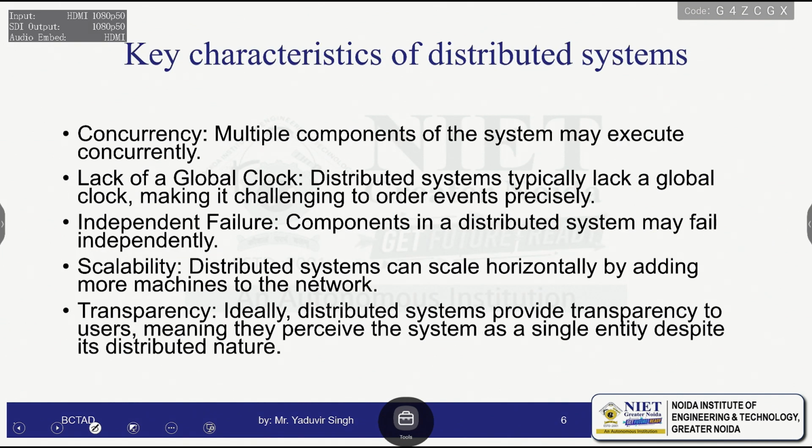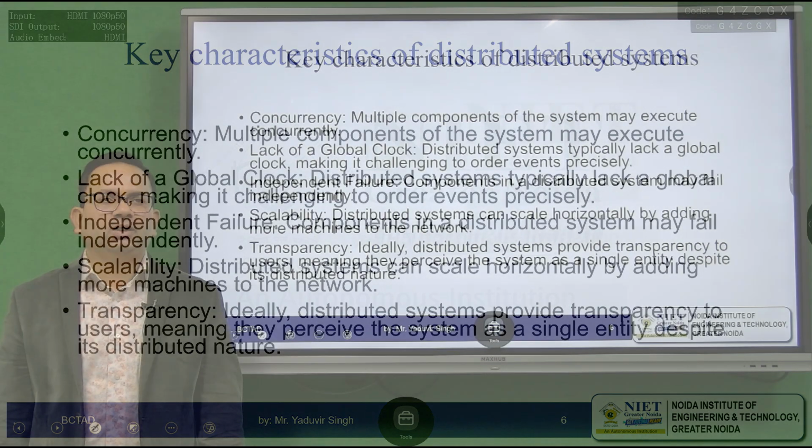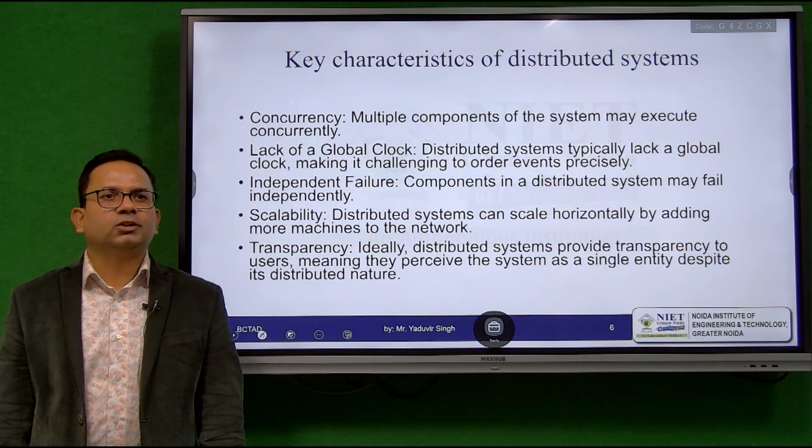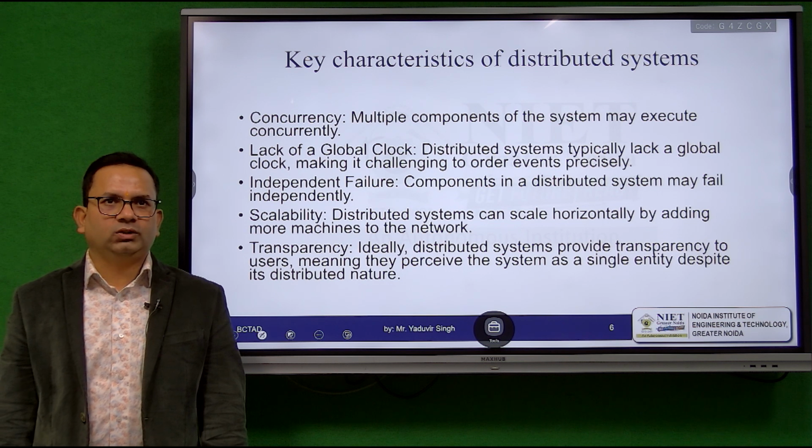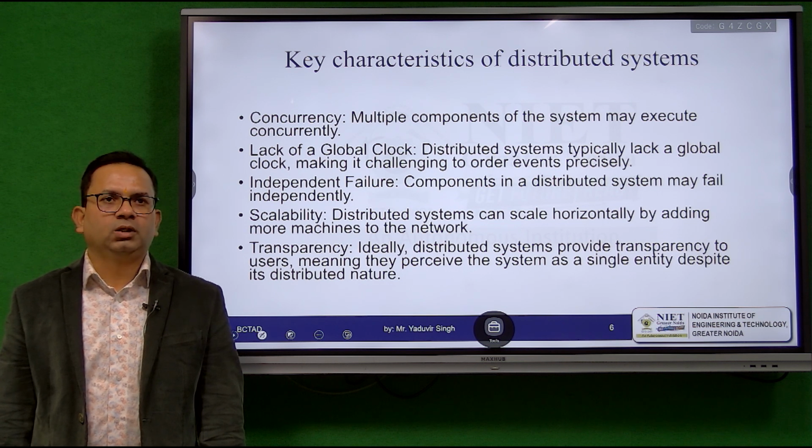And then, when you are talking about the key characteristics of a distributed system, one of the disadvantages included here is the lack of a global clock. You can say that it can be a difficult task when you are dealing with a distributed system. And then there is concurrency. Concurrency means multiple components of the system may execute in a concurrent way.